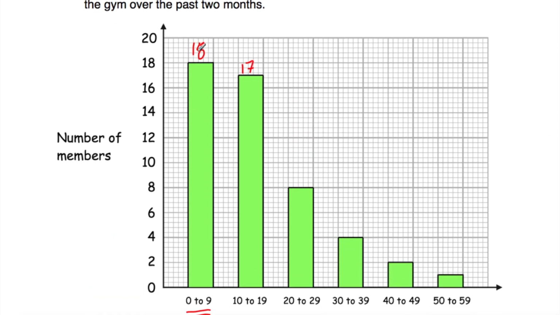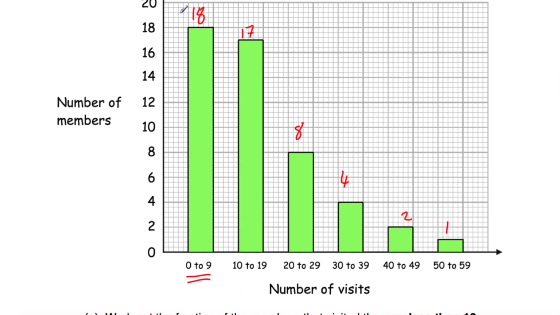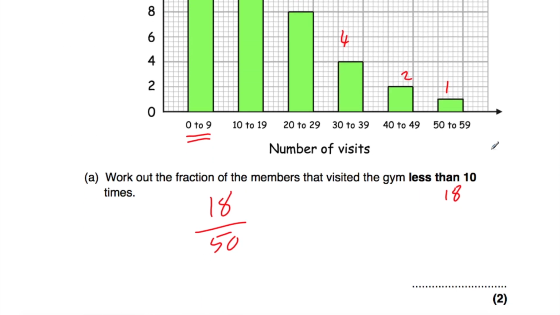If you had looked at the height, you would have got 18, 17, 8, 4, 2 and 1, and if you add those together you do get 50. But the question said, what fraction of the members visited the gym less than 10 times? Well, that's going to be 18 out of the 50 members, so that's 18 50ths. Now, it's a non-calculator question, so I'm going to try and cancel this down. Both of these numbers are divisible by 2, so 18 divided by 2 is 9, and 50 divided by 2 is 25. And that's it, so 9 25ths. So 9 25ths of the members visited the gym less than 10 times in that 2-month period.